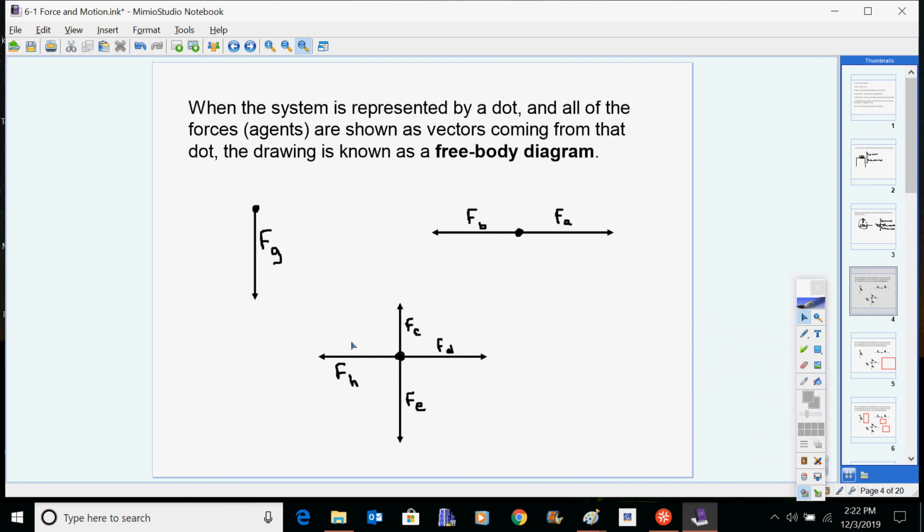On this one, this was interesting. Let's talk about not necessarily what's causing those forces, but we've got four forces that are pulling on the same thing. So since we've got four forces that are pulling on the same thing, what's going on with this object?